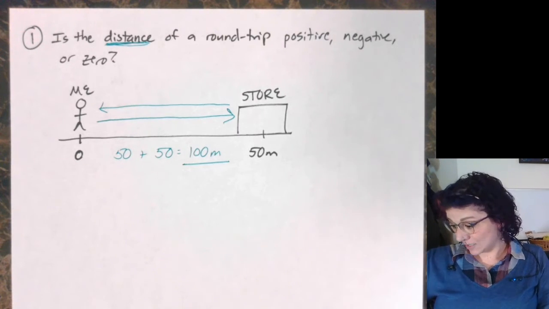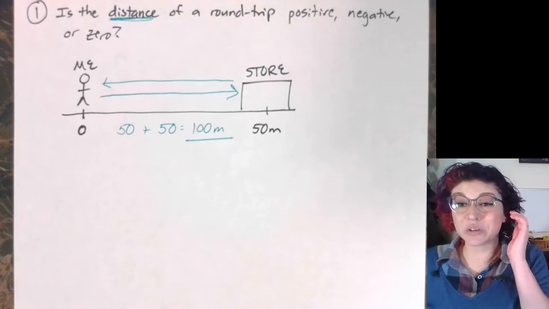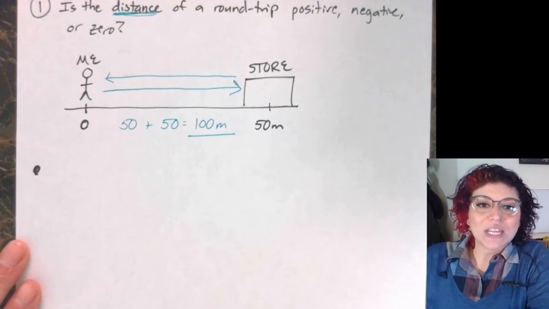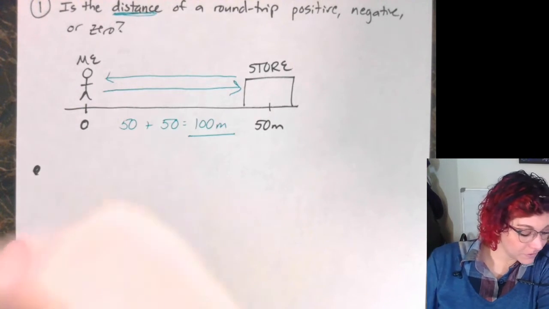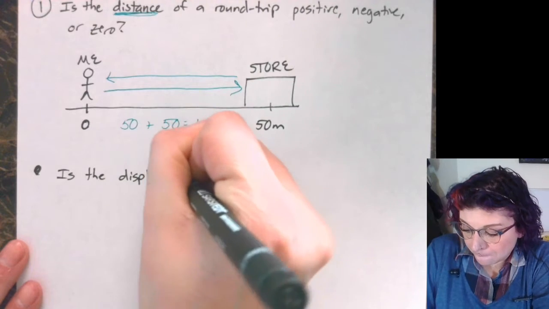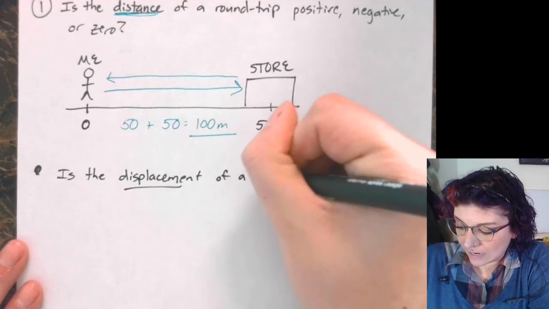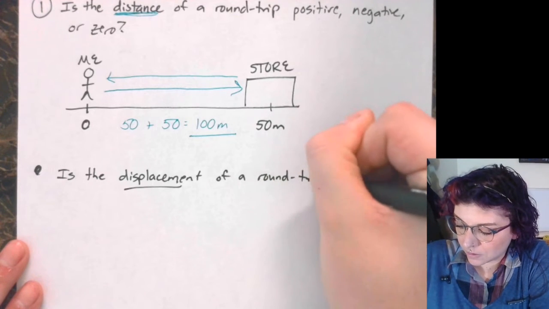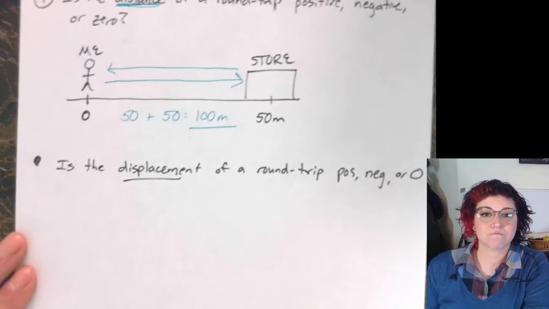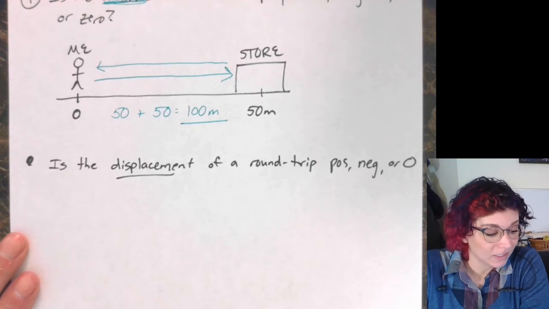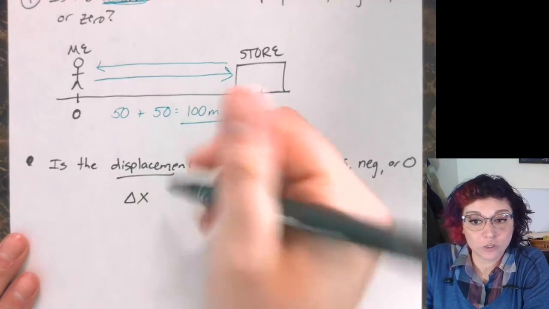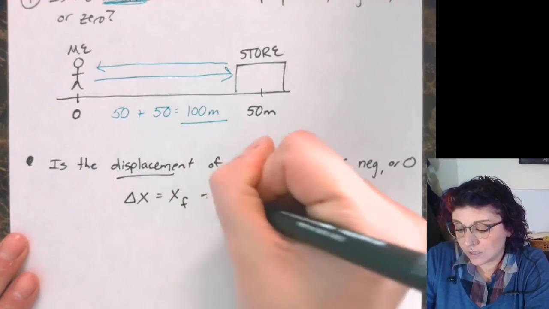But in physics, when we talk about systems, when we talk about items and objects that we're describing, we like to think of the displacement. So is the displacement of a round trip positive, negative, or 0? Again, displacement is your change in position. Delta x, change in position, equals final minus initial.